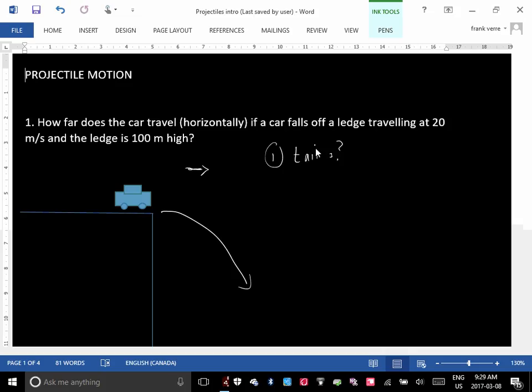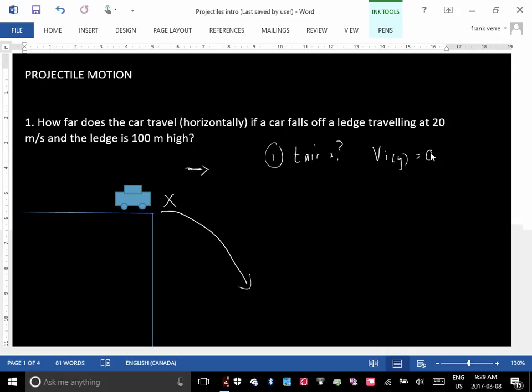Because if I was to say to you, what's the initial speed down as the car is off the cliff, what's that initial vertical speed down? What would the answer be? 0. So the initial speed in that y direction is 0. So now, this is the same as something being dropped.